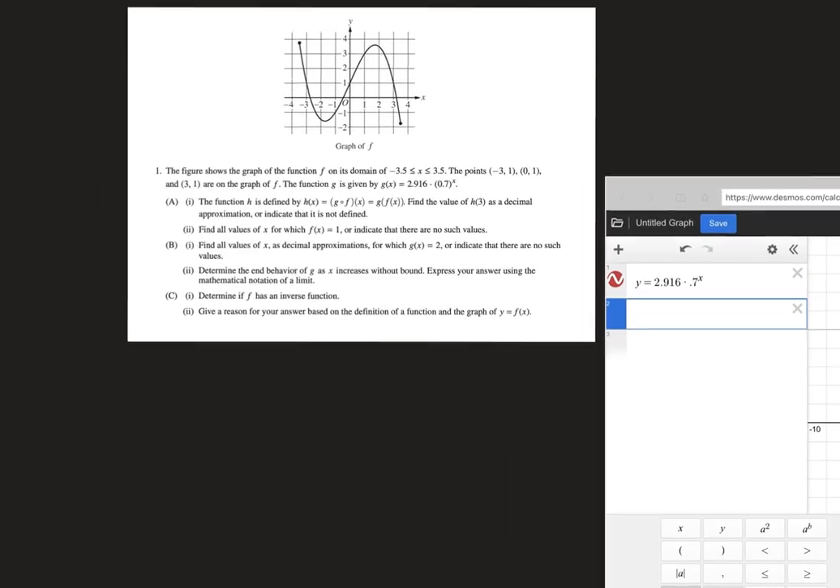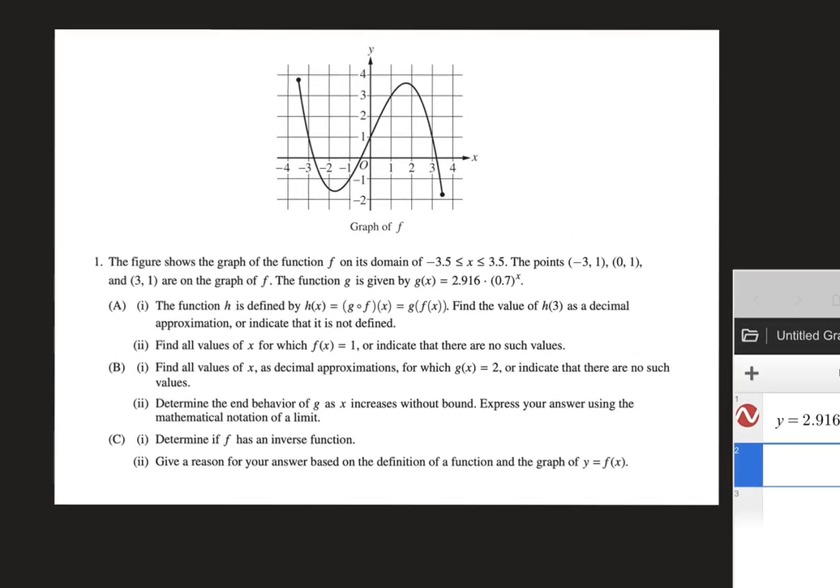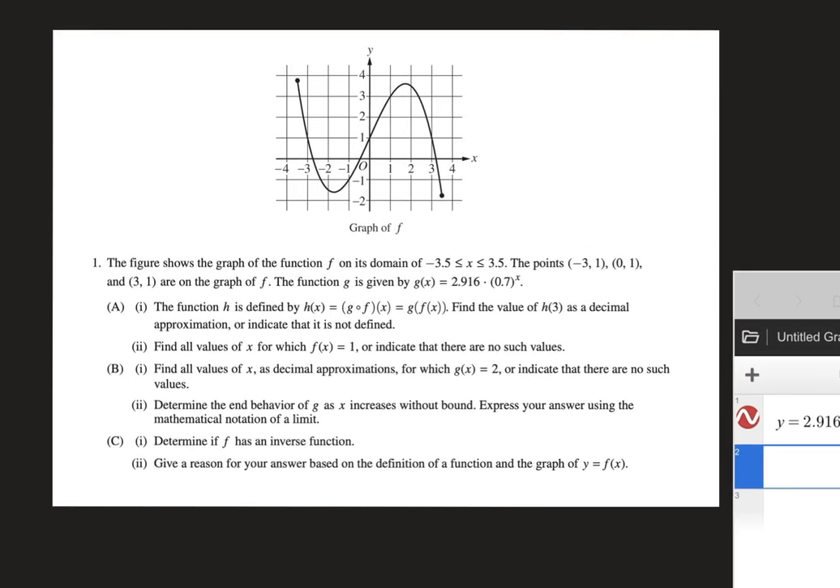The instructions say the figure shows the graph of the function f. So we know that's one of the functions, labeled f, on its domain of negative 3.5 to positive 3.5. The points (-3, 1), (0, 1), and (3, 1) are on the graph, which is stated, but you can also conclude those are the 3 points. And then the function g is given by g of x equals, and it gives you an exponential function. So we've got a g of x, and we've got f of x, which is the graph.